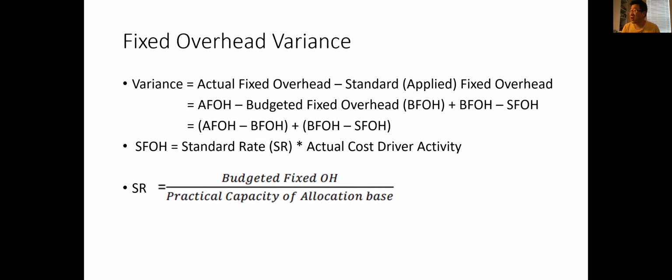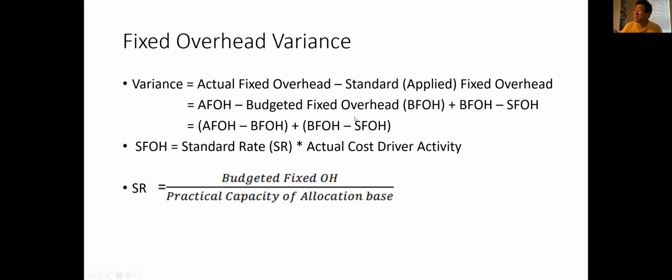This is because you have actually more cost drivers in this. So it's really important. If we just compare to the budget, it's unfair because budget is static. Budget is based on what's planned, not what really happened. Standard fixed overhead adjusts, although it uses a predetermined standard rate, because it's based on the actual cost drivers. So comparing by this is better. And then we break this comparison into two parts. One is comparing the actual fixed overhead to budgeted fixed overhead.